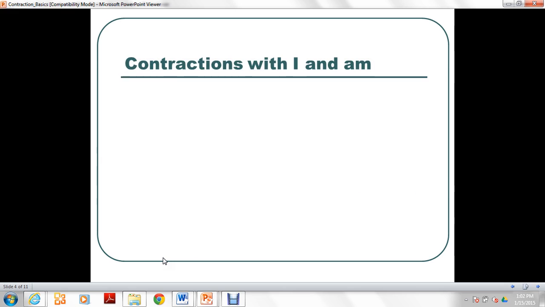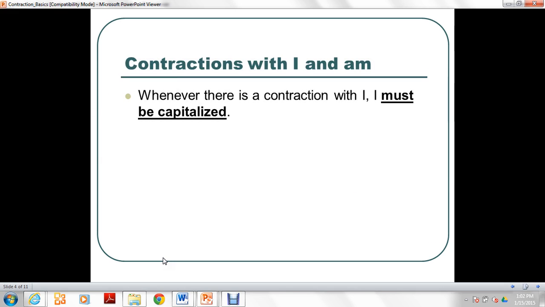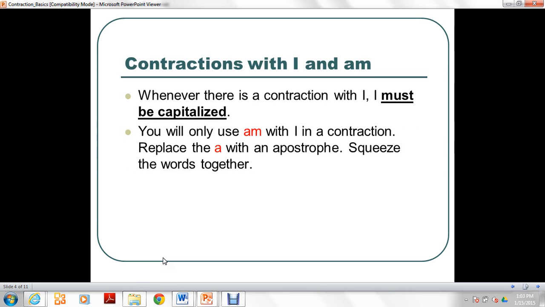Contractions with I and am. Whenever there is a contraction with I, the I must be capitalized. You will only use am with I in a contraction. Replace the A with an apostrophe and squeeze the words together. I plus am becomes I'm.